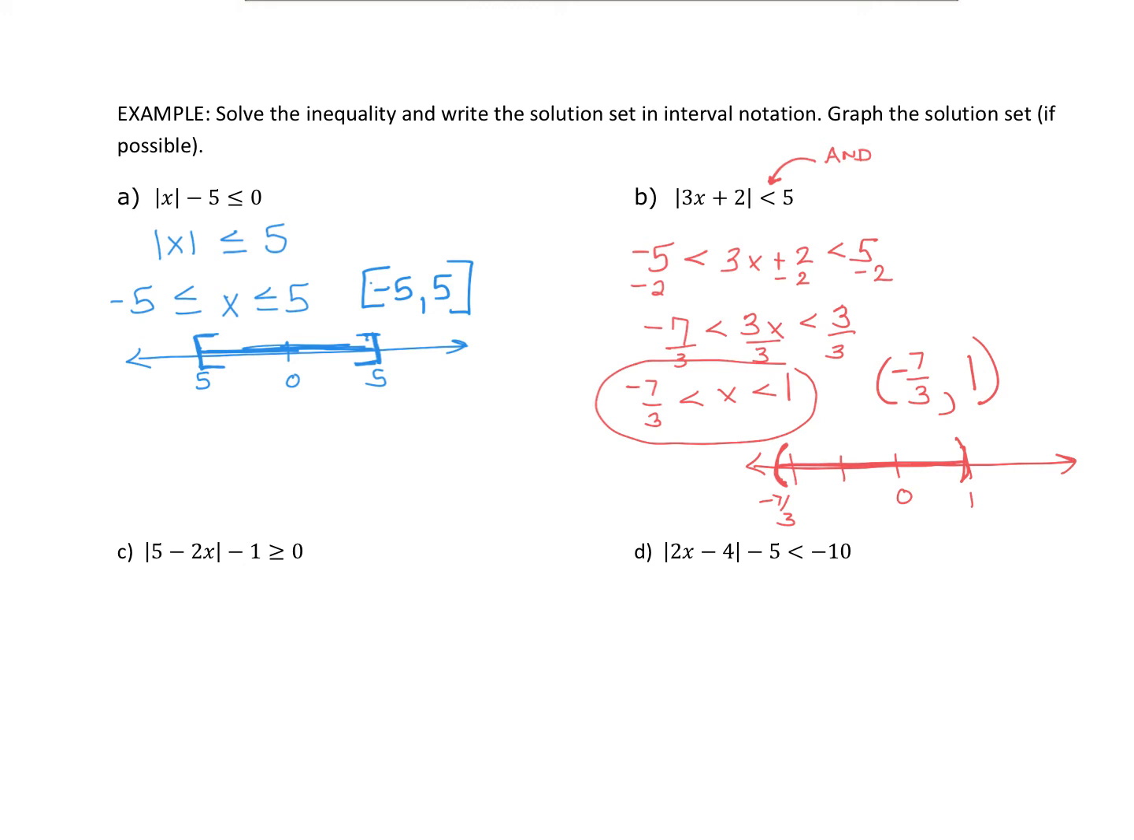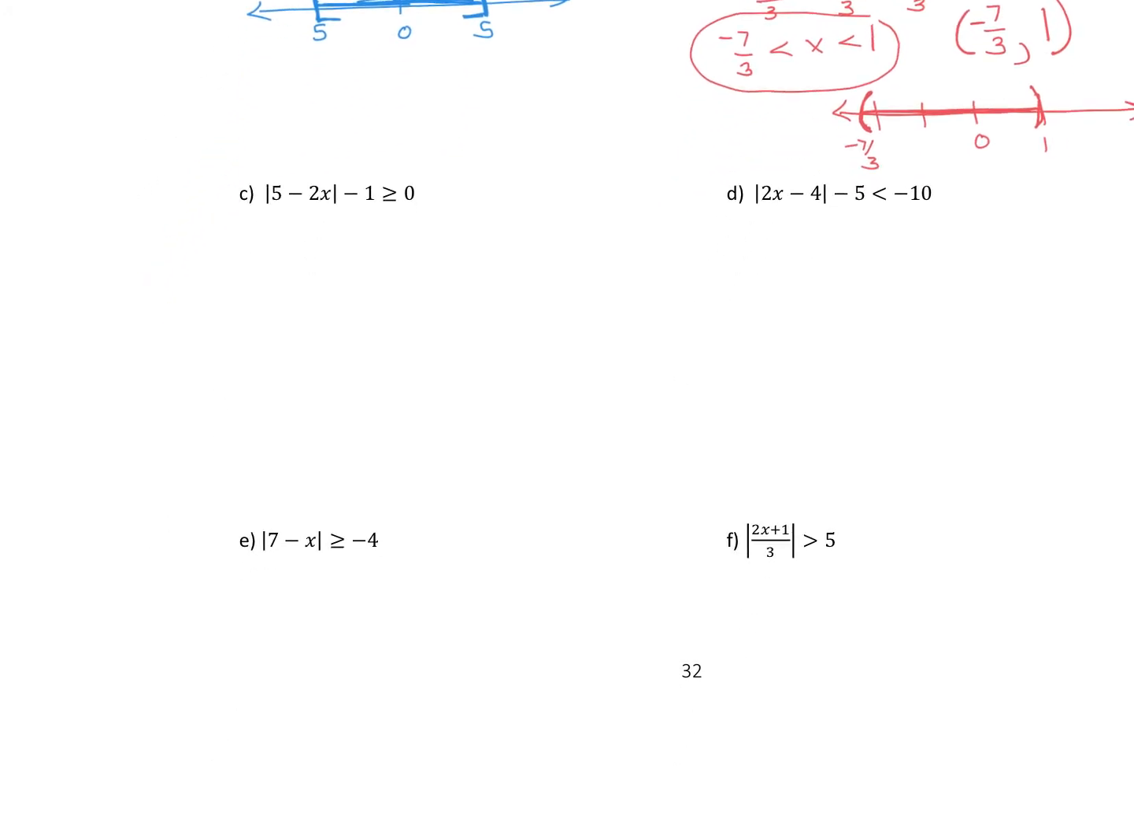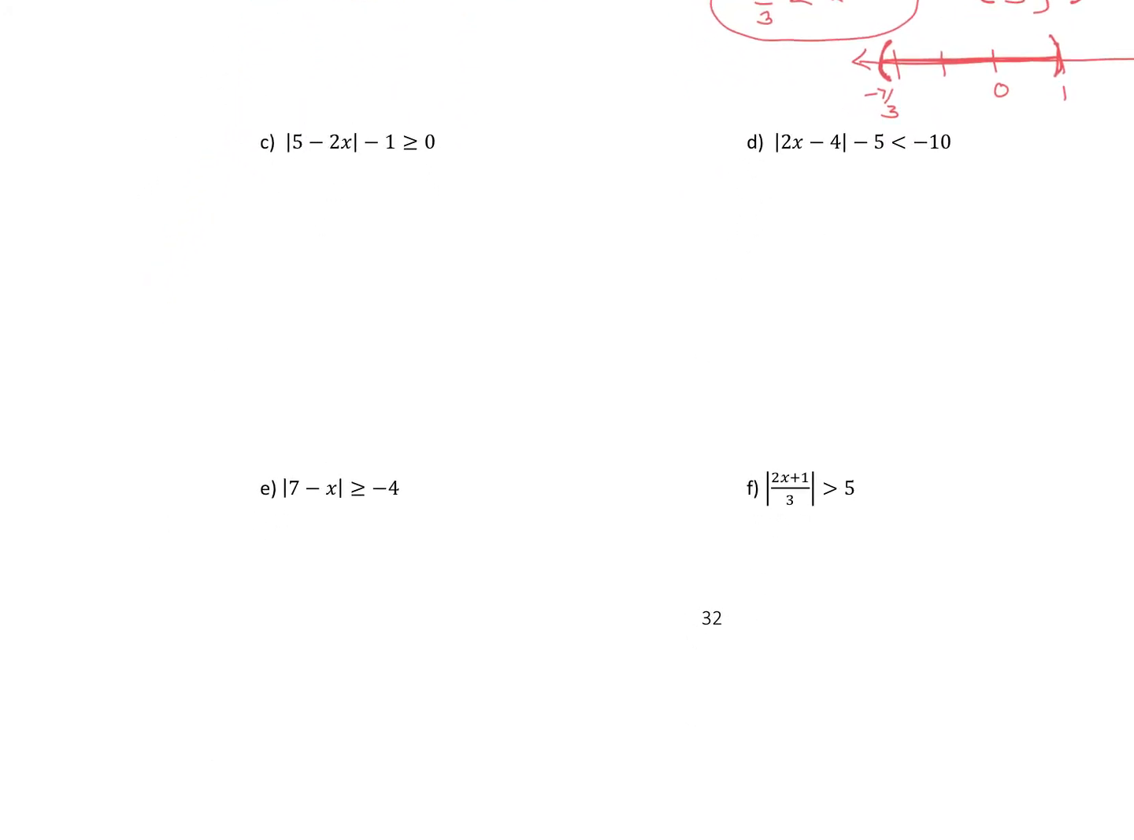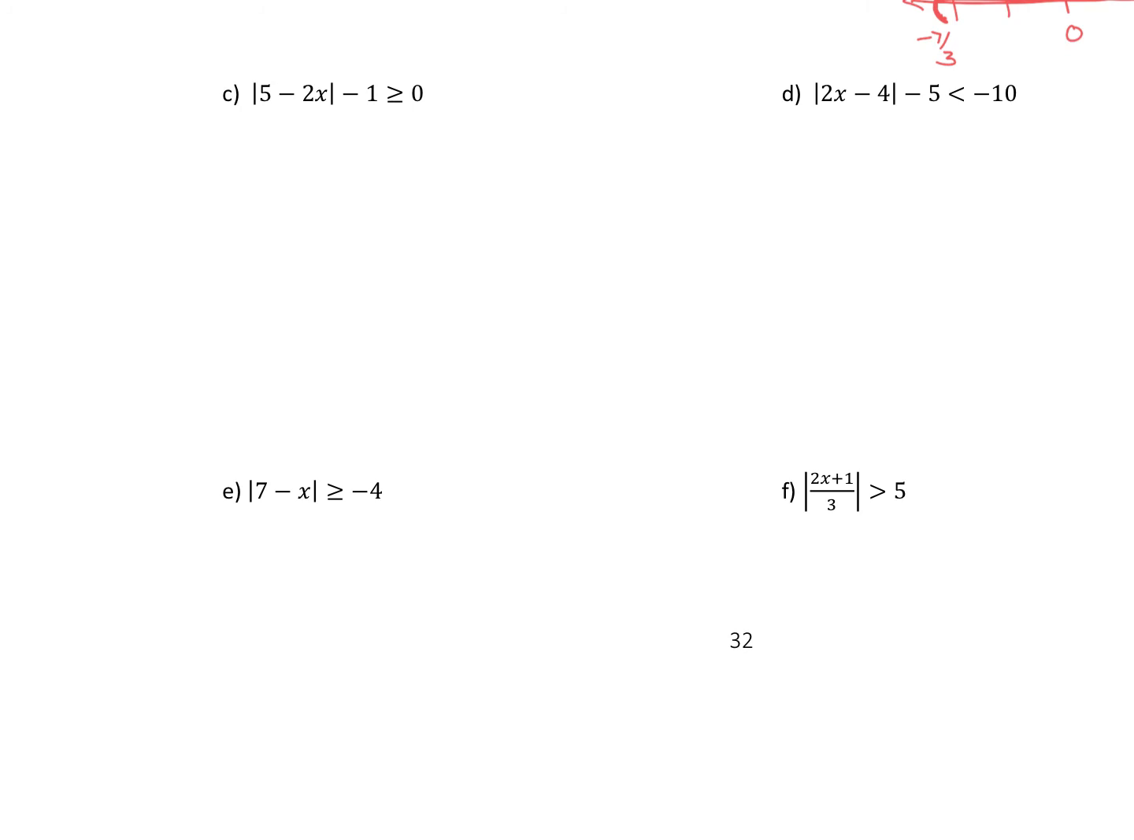Our next example here is a greater than. So these are a little different. We have to break this up as 2 separate inequalities. But regardless, I have to isolate my absolute value, so we'll do that first. The absolute value of 5 minus 2x is greater than or equal to 1.